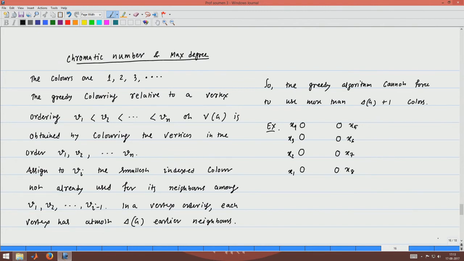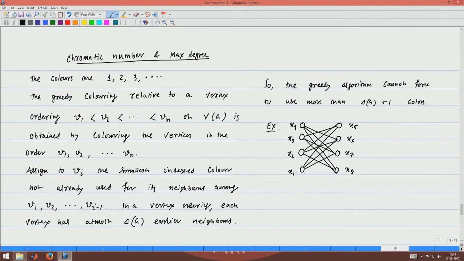So x1 is adjacent to x7, x6, x5. x2 is adjacent to x8, x6 and x5, x3 is adjacent to x5, x7 and x8, and x4 is adjacent to x6, x7 and x8. Now the algorithm does not know whether this is a bipartite graph or some other graph.